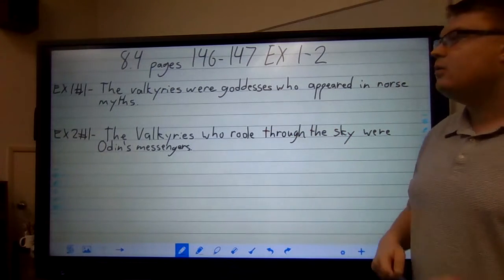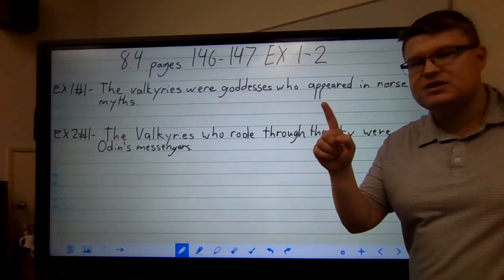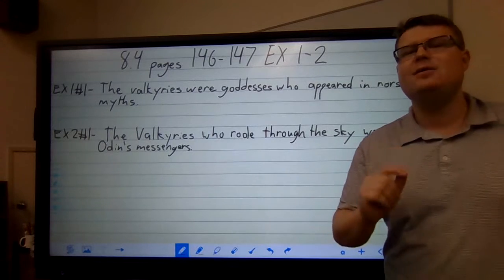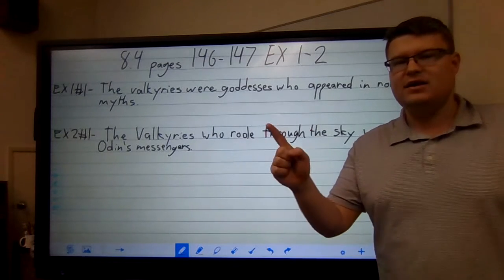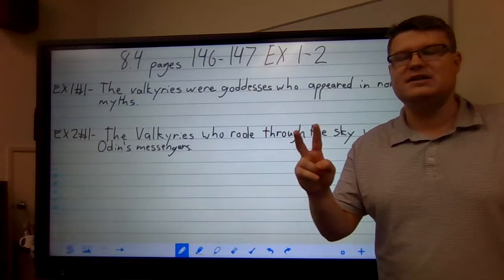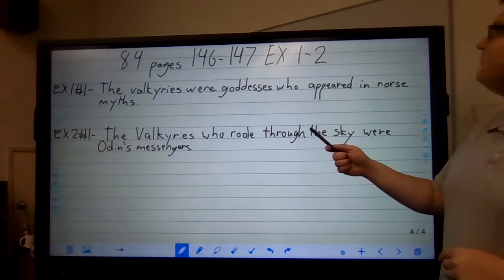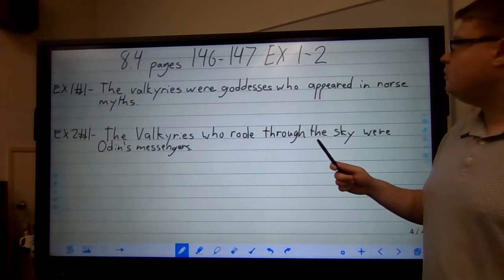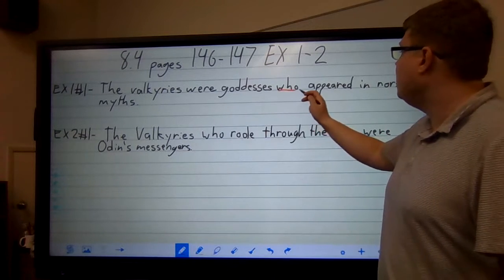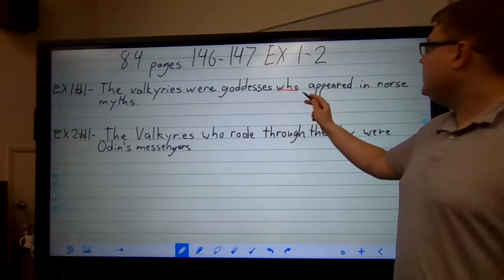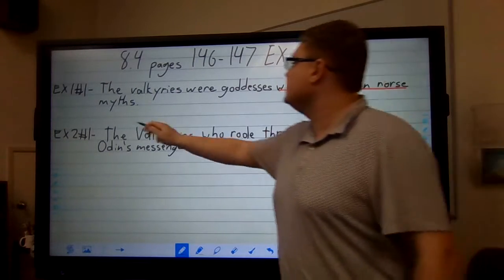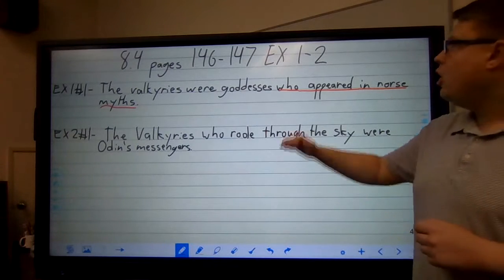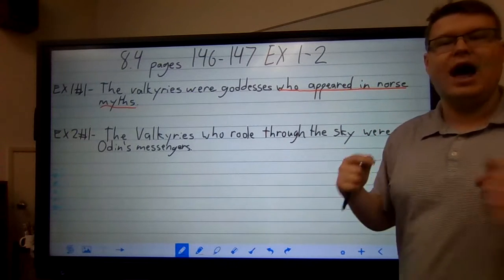For exercise 1, what they want you to do is first write the adjective clause. How do we find the adjective clause? Exactly what we did yesterday. First, find the subordinate conjunction or the relative pronoun. The Valkyries were goddesses who appeared in Norse myths. We see the relative pronoun who. This starts the adjective clause who appeared in Norse myths. You will write that on your sheet. Please write who appeared in Norse myths on your sheet.